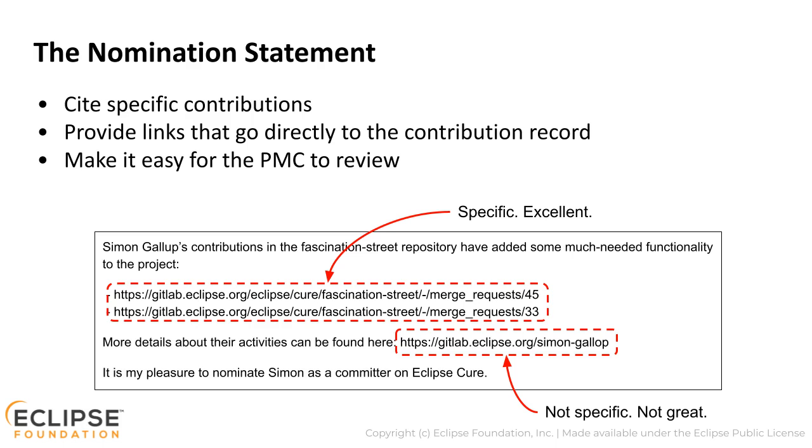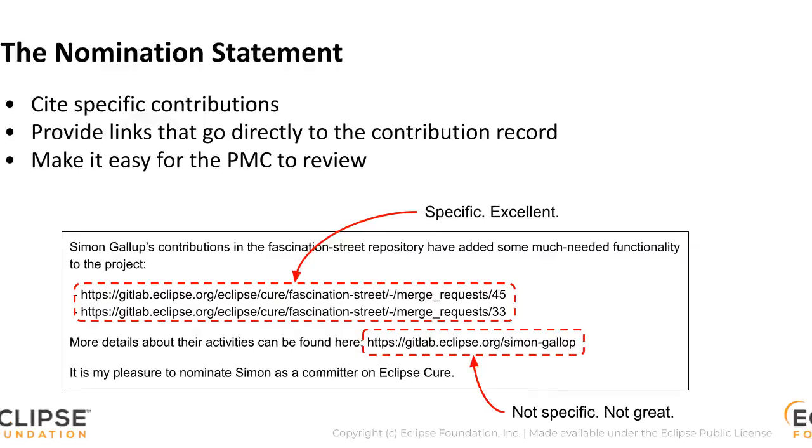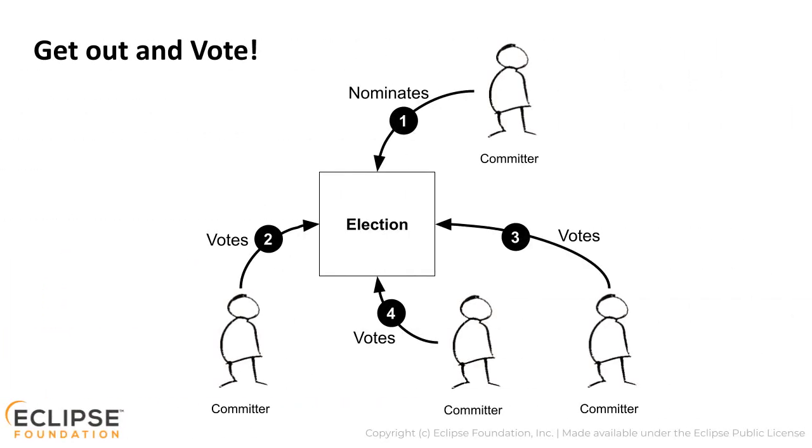In all cases, the nomination statement should include URLs to source material. Pointers to specific merge and pull requests are excellent in a merit statement. Vague pointers that require the reader to discover the candidate's contribution records for themselves are not helpful.